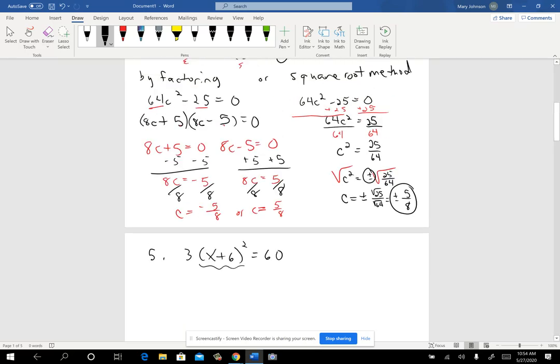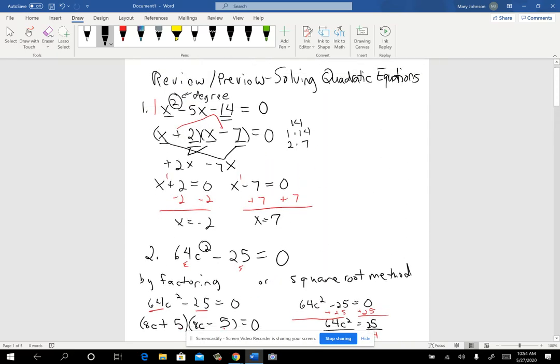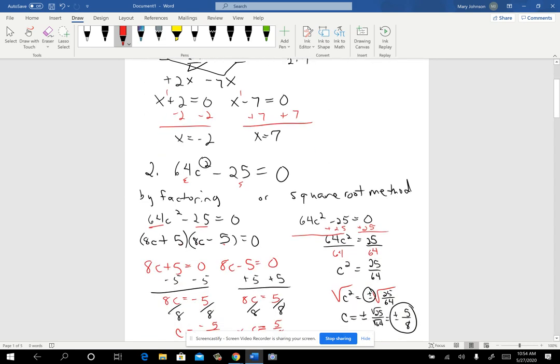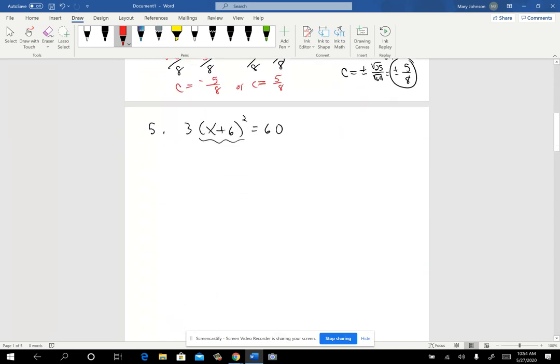It wouldn't work on question number 1 because of that x being there on the middle term. This is why it wouldn't work: you couldn't get the squared part by itself. But on this one, we're going to divide by the 3. That's going to give us the squared part by itself equal to 20. This is the place where I'm going to come in and square root both sides. Don't forget to take both the positive and the negative square root of 20.